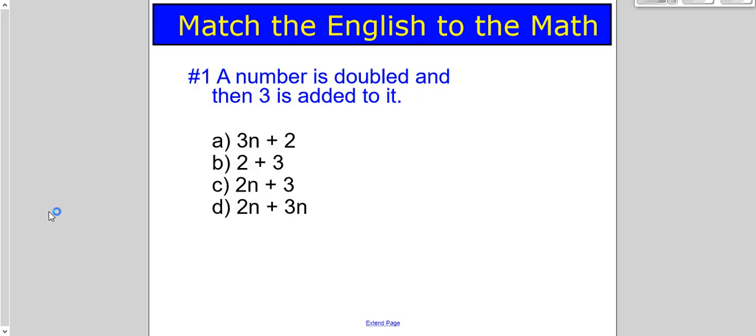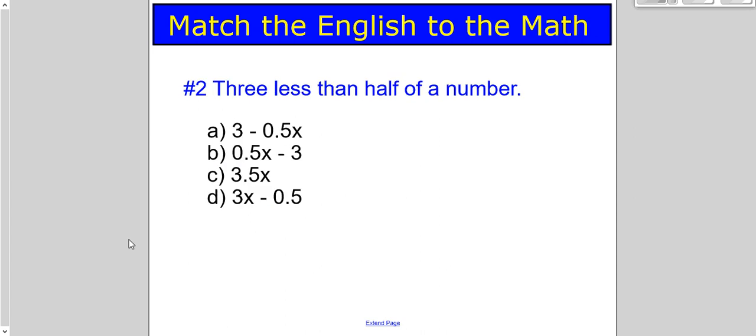All right, so I want you to think about this statement and then try to pick the best choice that you think goes with it. A number is doubled and then 3 is added to it. So which one do you think it is? A number is doubled, so that's going to be 2 times what it was, and then a 3 is added to it. If you have picked C, then you are correct. 2n plus 3 represents that statement.